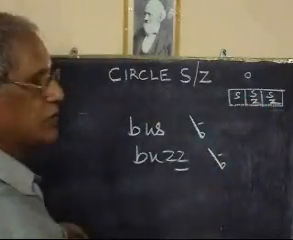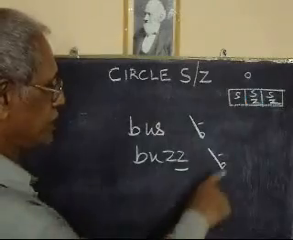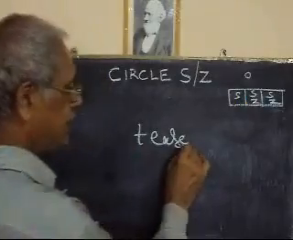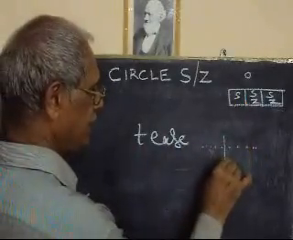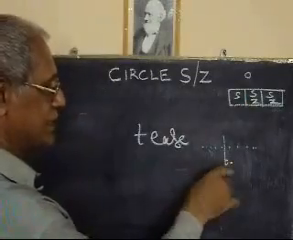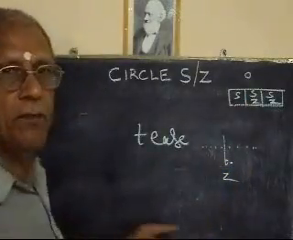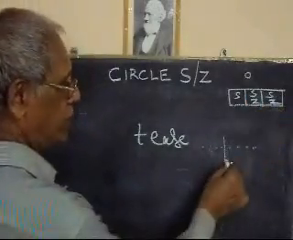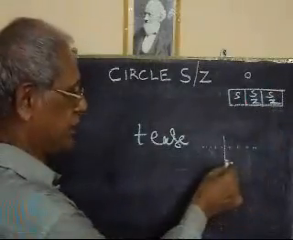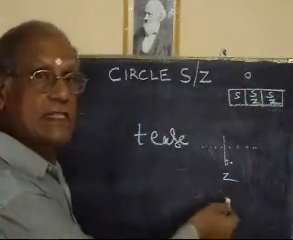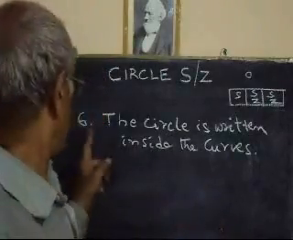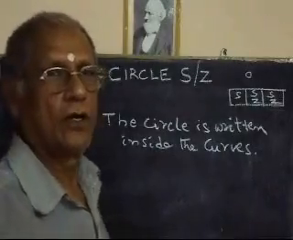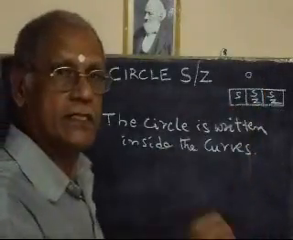Finally, this is the sound also. The small circle represents this also, S or Z. Next rule: the circle is written inside the curves. So the small circle is written inside the curves.